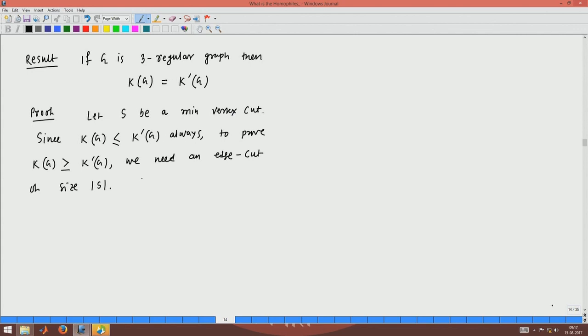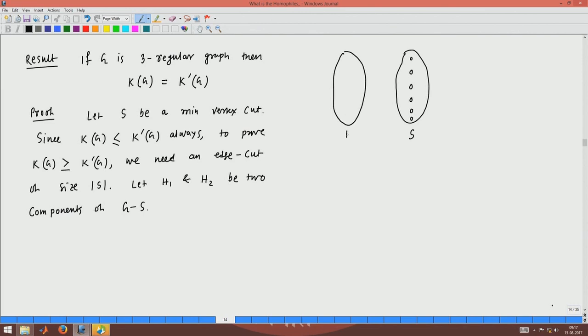So, if you remove S from the graph G, you will be left with two components. Let H1 and H2 be two components of G minus S. So, S is a vertex cut. So, it consists of some vertices, and if you remove these vertices from the graph, then the graph will become disconnected and it will have two components. So, one component is H1 and the other component is H2, and this is the whole graph G.